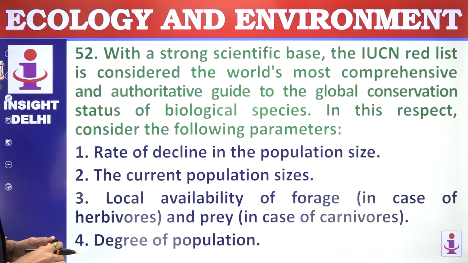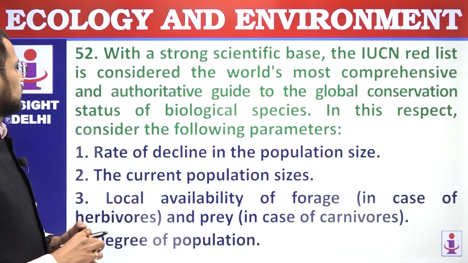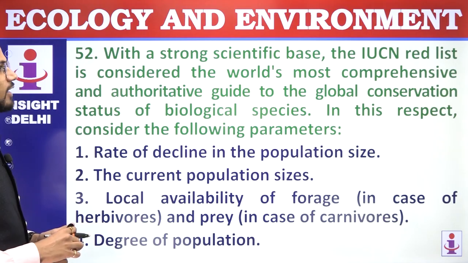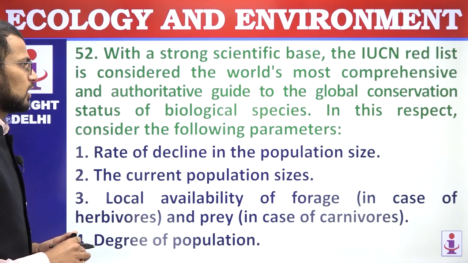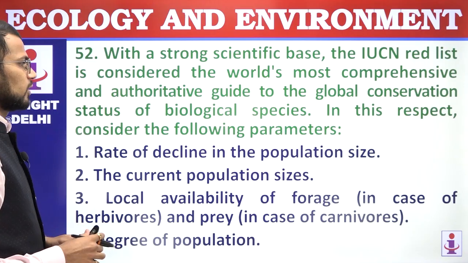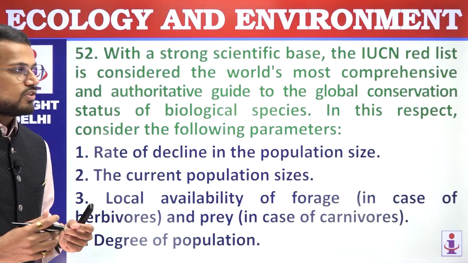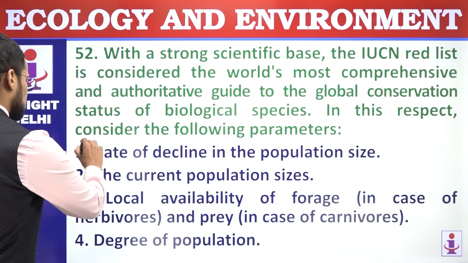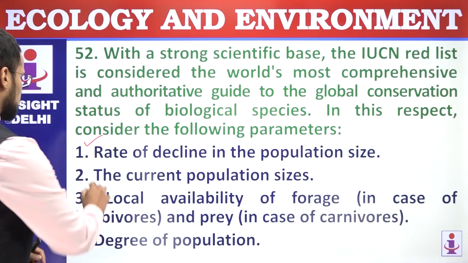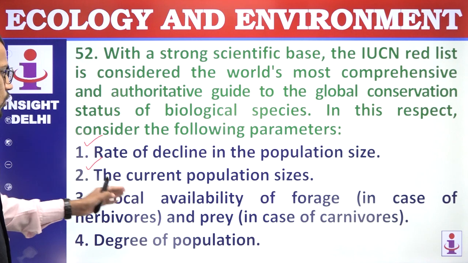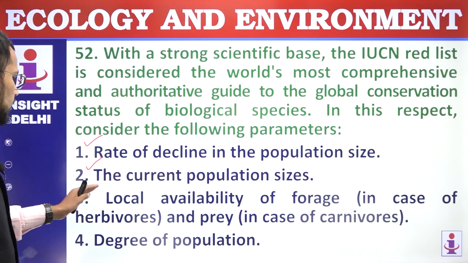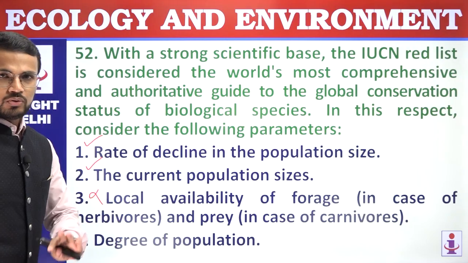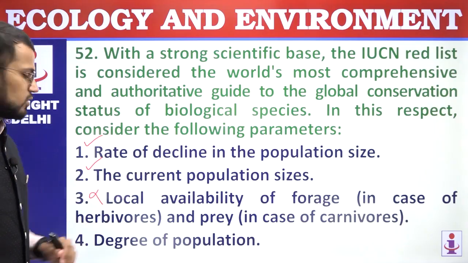52. With a strong scientific base, the IUCN Red List is considered the world's most comprehensive and authoritative guide to the global conservation status of biological species. In this regard, consider the following parameters. So, IUCN's Red List is based on which parameters? First, rate of decline in the population size is correct. Second, the current population size is also taken into account. Third, local availability of forage in case of herbivores and prey in case of carnivores is not taken into account. Right? So, third is not a criterion for IUCN's Red List.